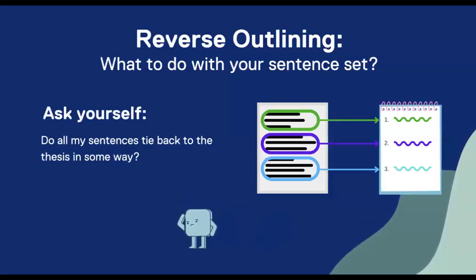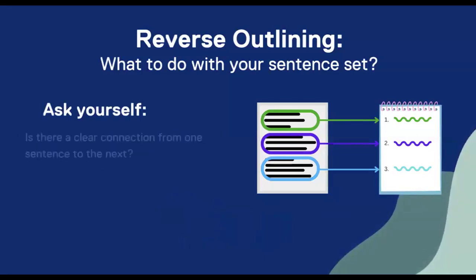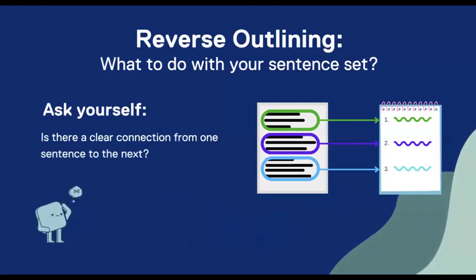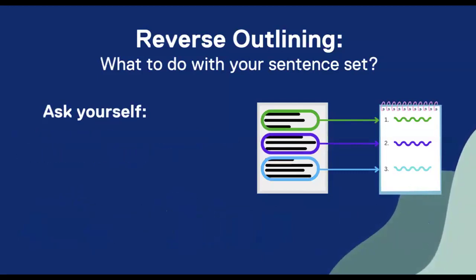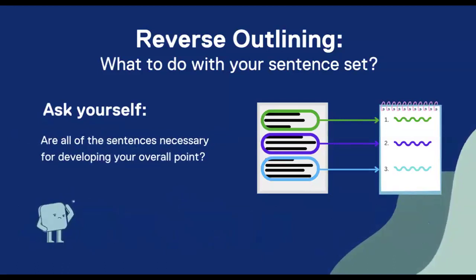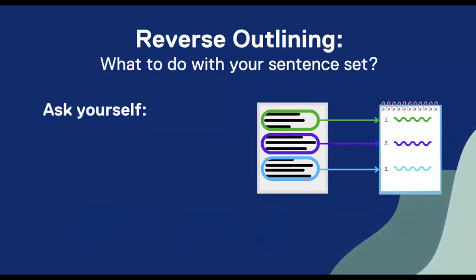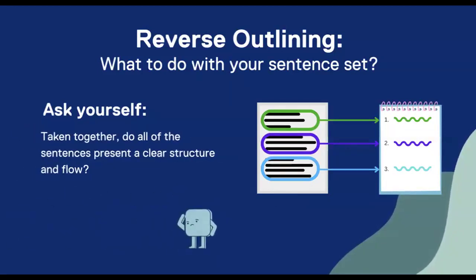Another really valuable thing you can do is consider the ways in which each sentence in the set flows to the next. Ask yourself, is there a clear connection from one sentence to the next? Is there any repetition amongst the sentences in my set? Are all of the sentences necessary for developing my point? Do all of the sentences create a clear structure and flow?